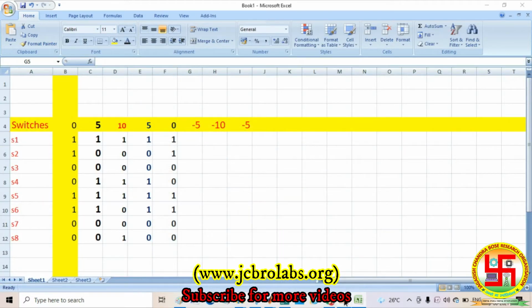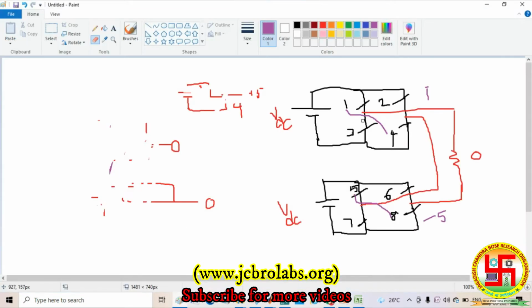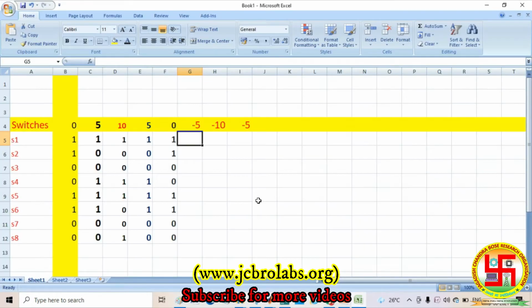For negative 5, if we turn on 2 and 3 in this bridge, the opposite switches, we will get minus 5. So 2 and 3 switches I am turning on, then in this bridge 5 and 6 will be 1 1 only, and the remaining will become 0 0. That's it.